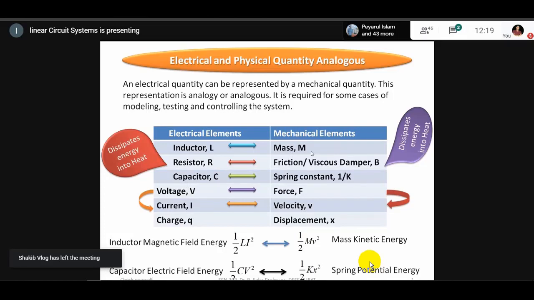Mass. Everybody remembers mass, right? Every substance has mass. Yes, sir. In the case of mass, what does it do? It has energy itself, right? Now think about the inductor. An inductor has inductance. What does it do? Inductance acts as an AC resistance, and it can also store energy, right? Isn't it? Yes, sir.